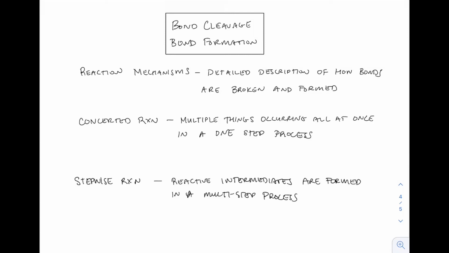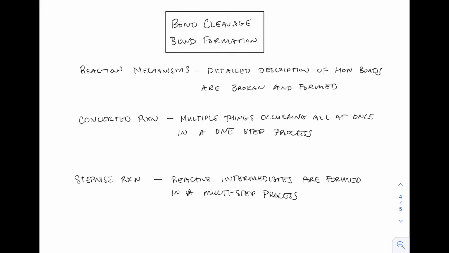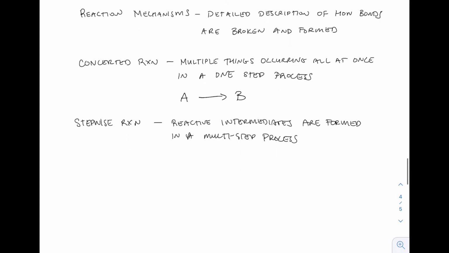Right? So we're going to be going over bond cleavage as well as bond formation, and then a little bit of mechanisms as well. Reaction mechanisms in general are just a detailed description of how bonds are broken and formed. So that's why it's really important that we understand these. A concerted reaction is when multiple things occur all at once in a one-step process. That way we're just going to go straight from compound A to compound B.